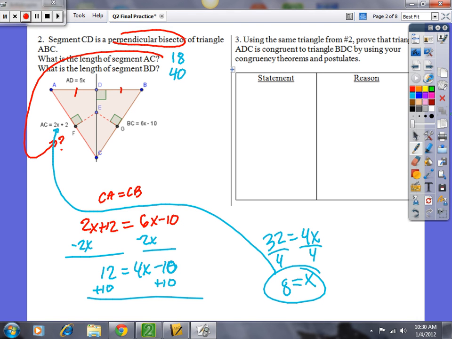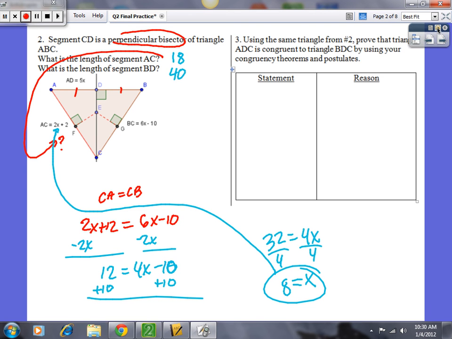Let's do 3. Let's do a proof. 3 says, using the same triangle for number 2, here's what we want to prove. We want to prove that triangle ADC is congruent to triangle BDC by our congruency theorems and postulates. That's like angle, side, side, side, hypotenuse, leg, those. And let me erase this.